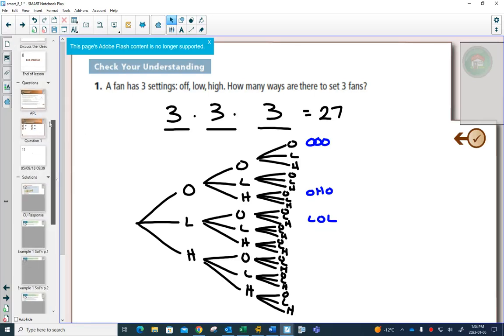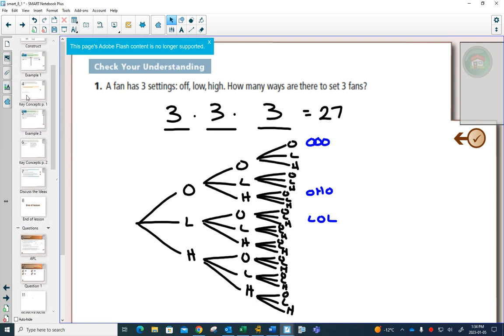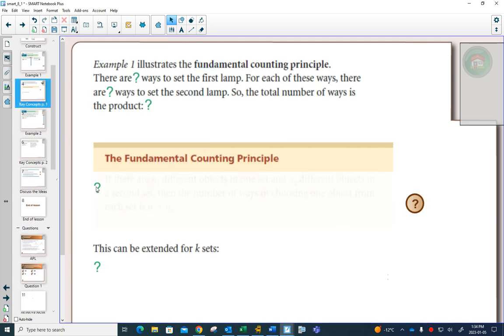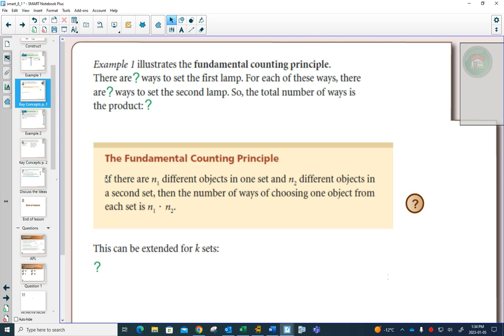So this idea of drawing, okay, when they write it out mathematically, in the definition on the next page for the fundamental counting principle, this is what we've been doing. Mathematically, it's very confusing to read. If there are n1 different objects in one set and n2 different objects in a second set, then the number of ways of choosing one object from each set is n1 times n2.